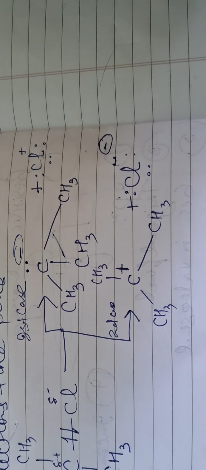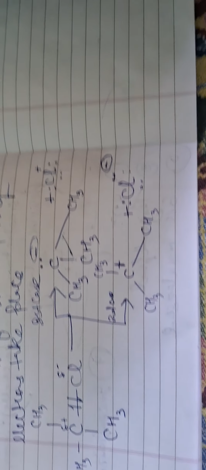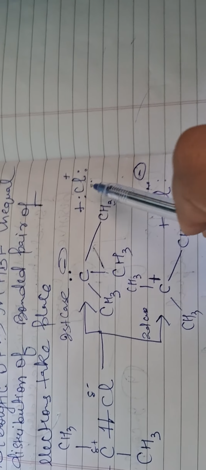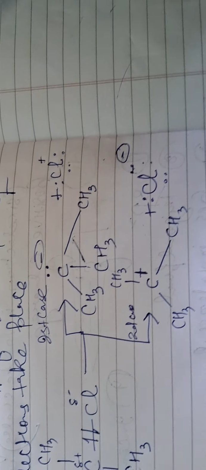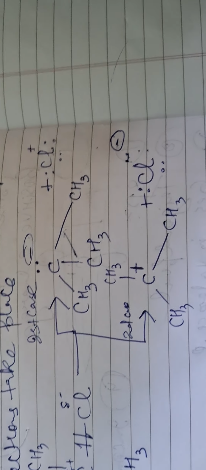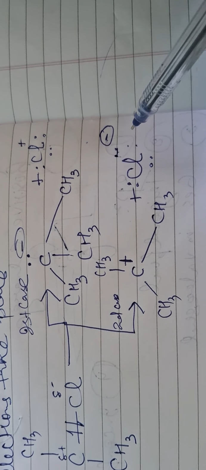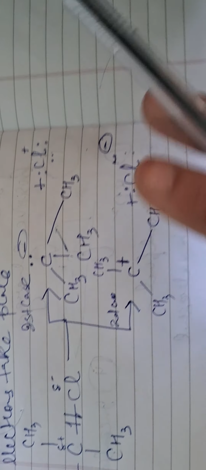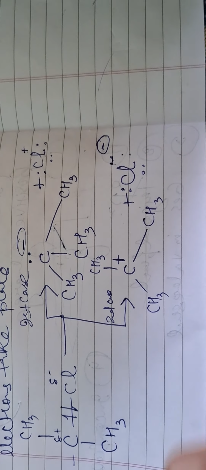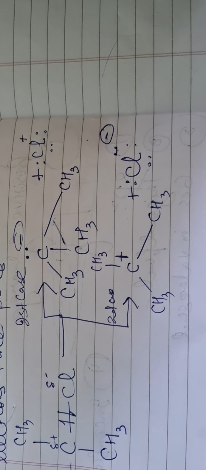So these are the two possibilities. I am not saying what is right and what is wrong, I am just saying there are two possibilities that can happen. But this is not possible here, because we know chlorine is very electronegative as compared to carbon. So chlorine has high electronegativity, and it is going to take the electron from carbon, not the opposite, because carbon is not that electronegative as compared to chlorine.